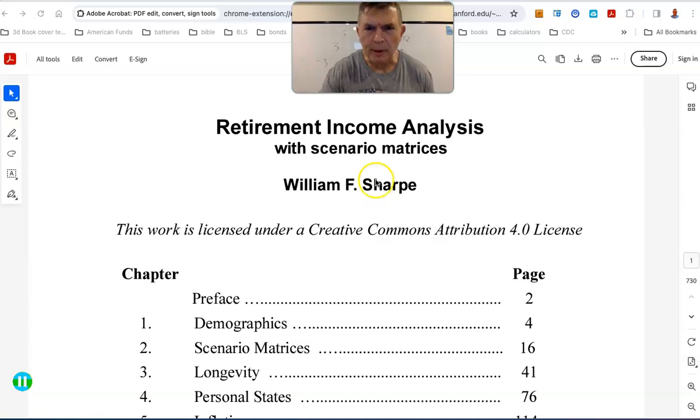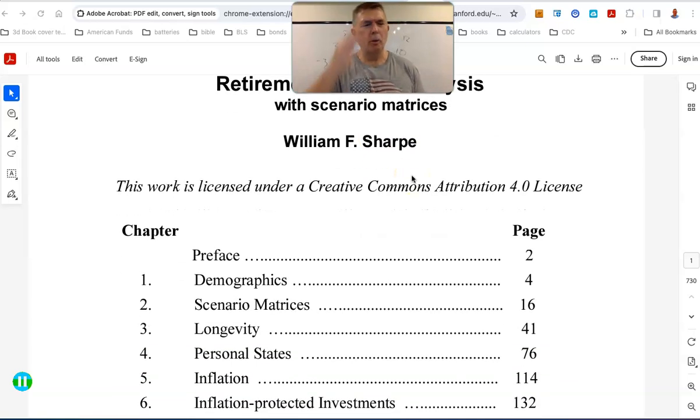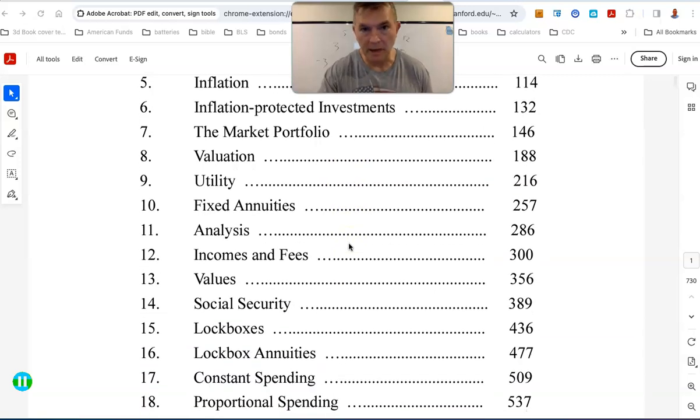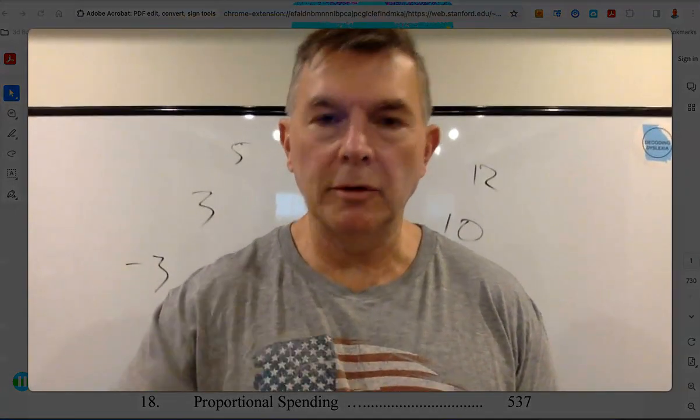Bill Sharpe, the Sharpe ratio. Been doing this for a long, long time, Bill Sharpe. And he won a Nobel Prize like 1990 or something like that. 730 pages of stuff. It's great, man. Is it the best book I've ever read? No, it's a good book. Lots of stuff that you could follow up on, dive a little bit deeper into.